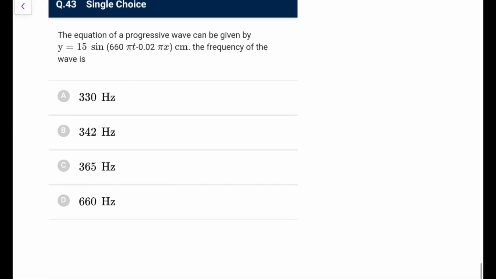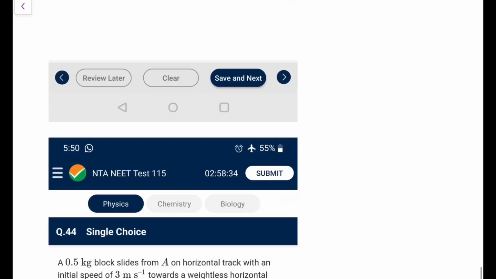The equation of a progressive wave is given by this. The frequency of the wave is, that is omega is 660 pi, so frequency is omega by 2 pi. 660 pi by 2 pi, that is 330 Hertz. Go for option A, that's an easy one for you.